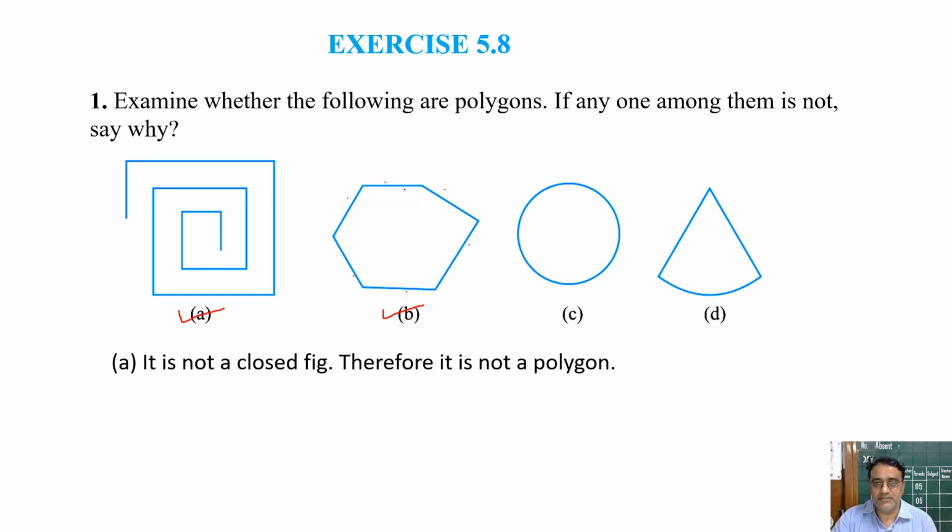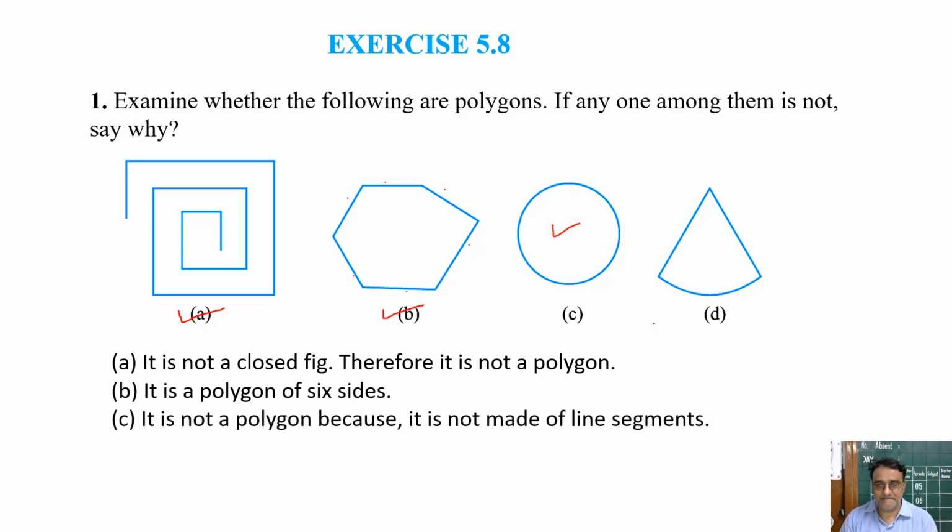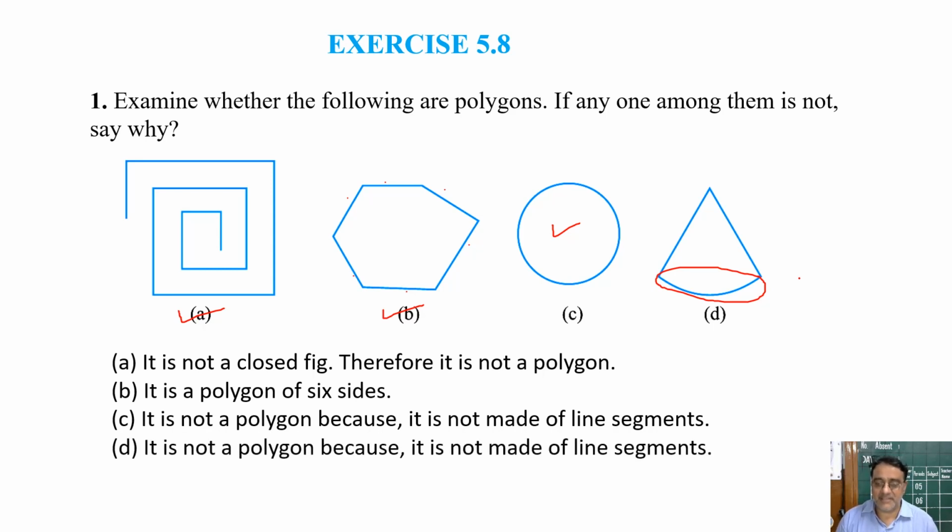6 sides. 1, 2, 3, 4, 5, 6. So it is a polygon of 6 sides. And this is not a polygon because it is not made up of line segments. Now the last one also, same reason. See, this is not made up of line segments. So that is why the last one is also not a polygon. So this is question number 1.